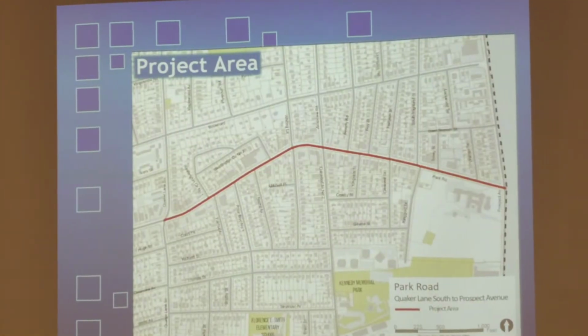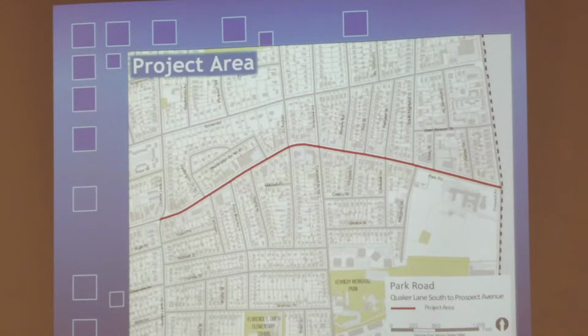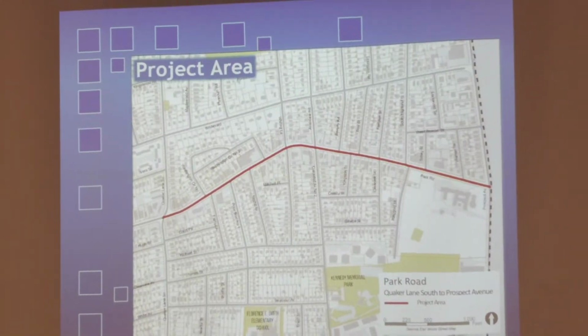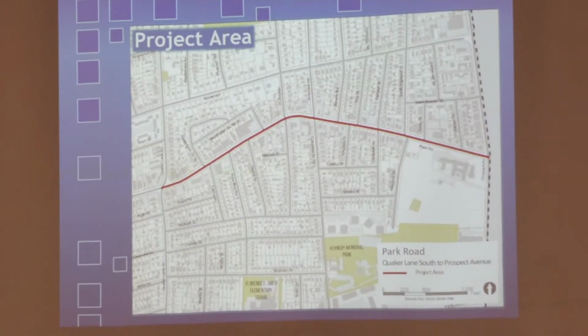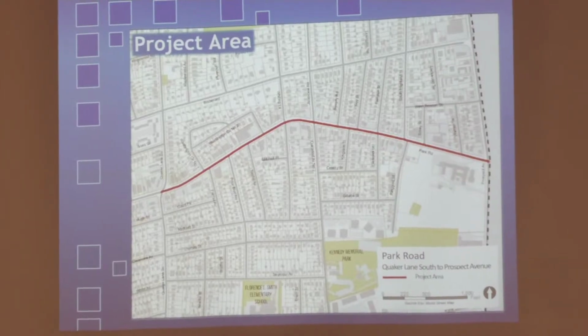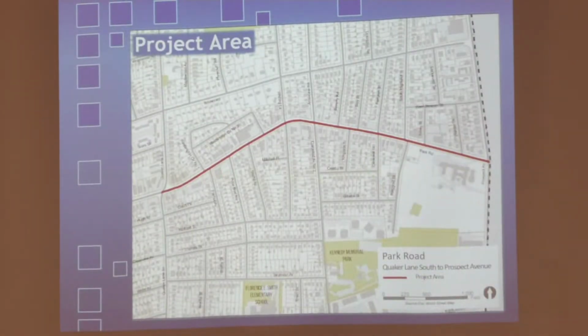So the project area, it's Park Road from the intersection of Quaker Lane South all the way out to Prospect. So it's a pretty good stretch, covers almost the entire Park Road business district, all the way out to the City of Hartford line.